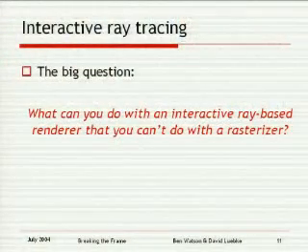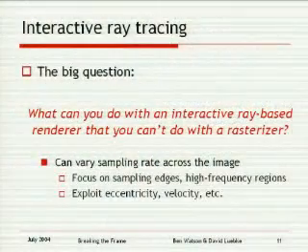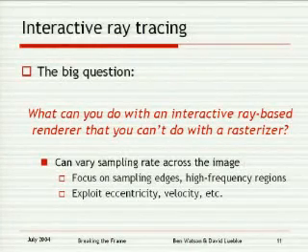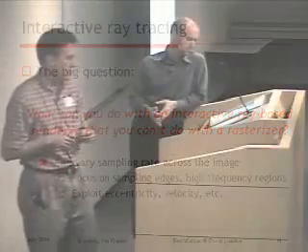So these are all valid points and good motivation to work on how you do interactive ray tracing. But something that we've gotten excited about is the fact that in a ray-based scenario, you can vary the sampling rate. And of course, this is old news in ray tracing if you're going to vary the sampling rate across the image, right?